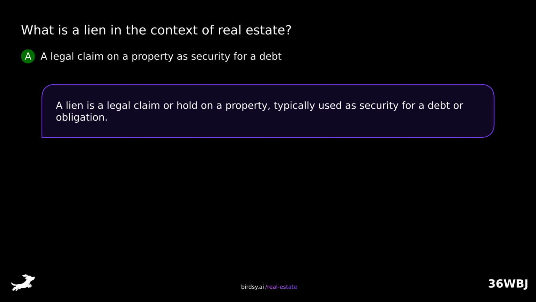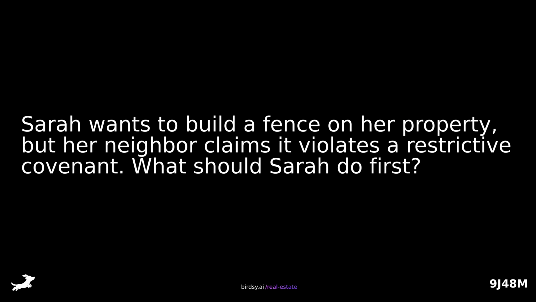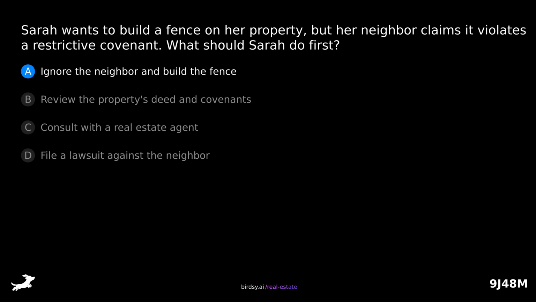A lien is a legal claim or hold on a property, typically used as security for a debt or obligation. Sarah wants to build a fence on her property, but her neighbor claims it violates a restrictive covenant. What should Sarah do first? Is it A, ignore the neighbor and build the fence, B, review the property's deed and covenants, C, consult with a real estate agent, or D, file a lawsuit against the neighbor? The answer is B, review the property's deed and covenants.